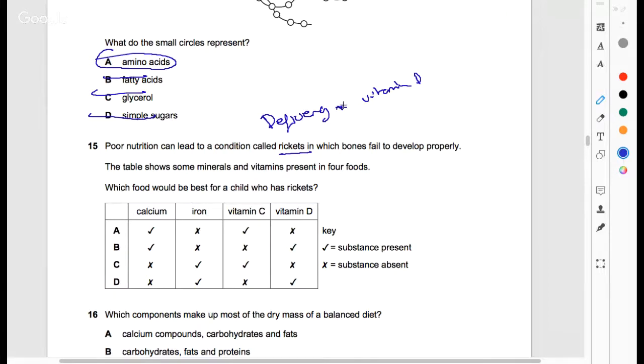Vitamin D requires calcium to be absorbed, to be synthesized in the skin. So we need to deliver vitamin D and calcium in order to treat rickets. So which one of these has vitamin D, because we need calcium, so it's going to be one of these two. Iron and vitamin C we can ignore, doesn't really matter. We need vitamin D, so it's got to be B. B is the correct answer.